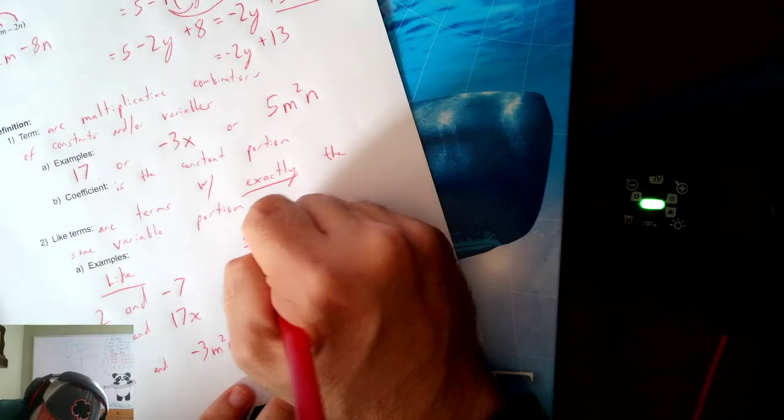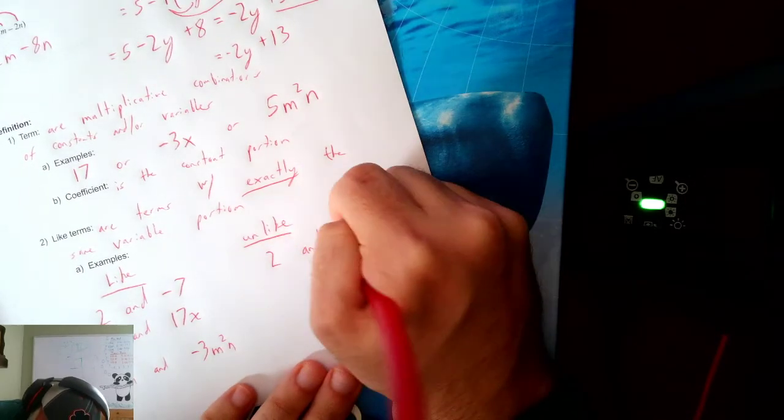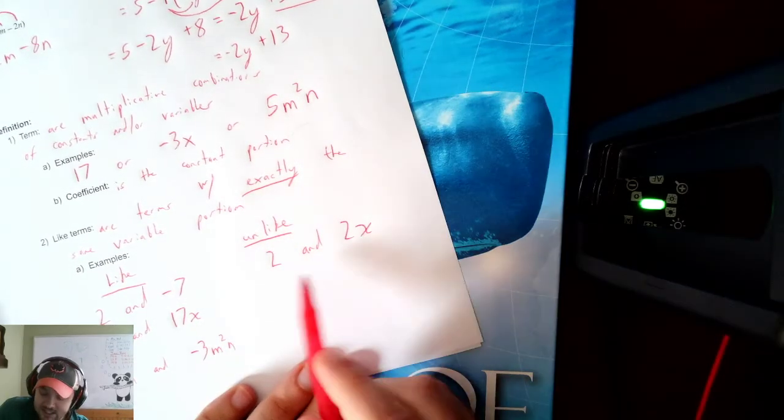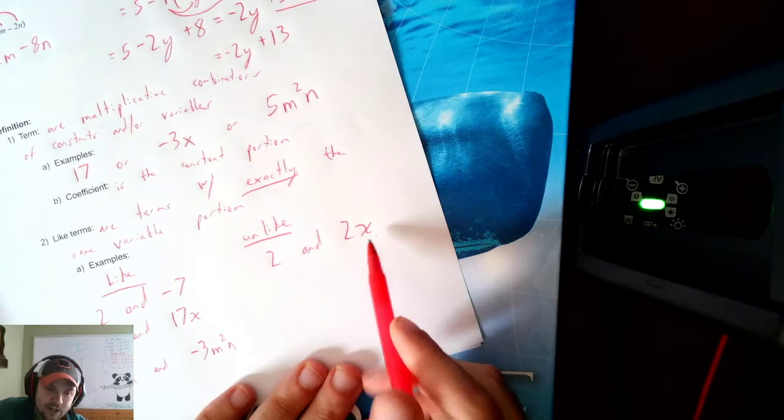Some unlike terms might be 2 and maybe 2x. Notice this has no variable, and this has a variable. They're unlike.